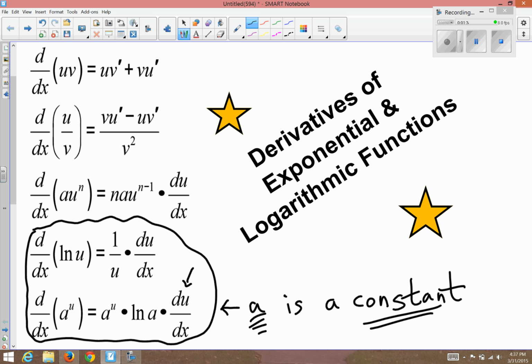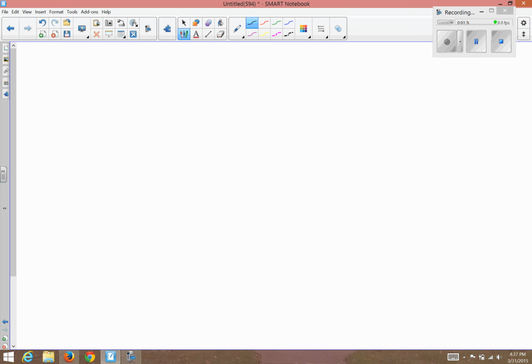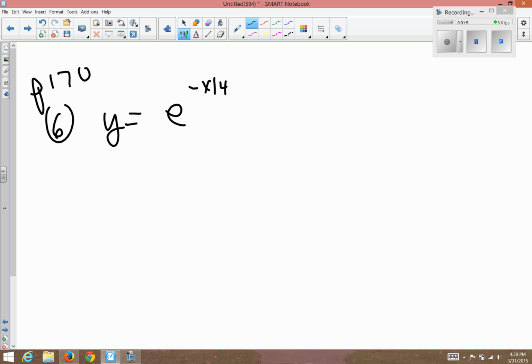We're going to do 6 examples that are on page 170. Exercise 6 says y equals e to the negative x over 4. Same as y equals e to the negative 1/4 x. The directions are to find the derivative of y with respect to x.